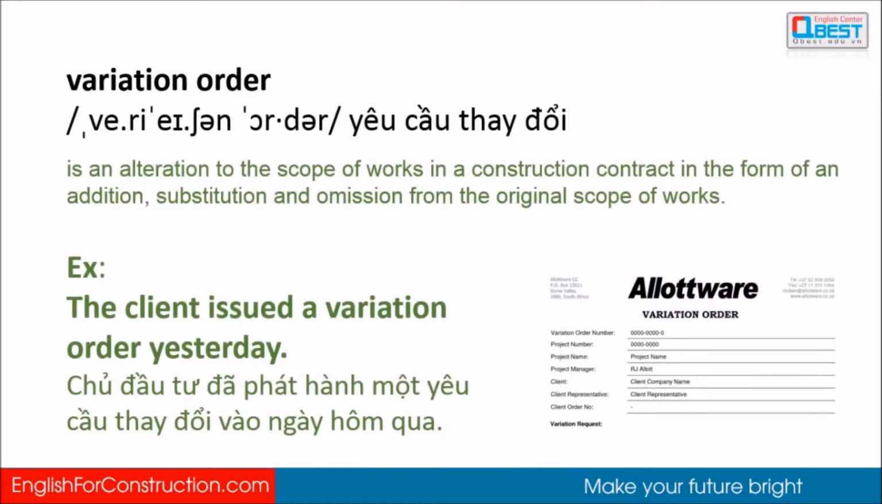Variation order is an alteration to the scope of works in a construction contract in the form of an addition, substitution, and omission from the original scope of works. The client issued the variation order yesterday.